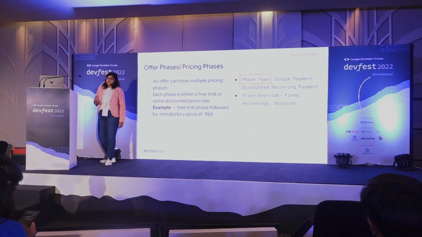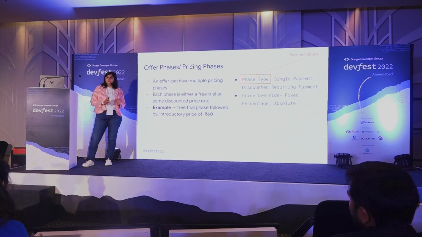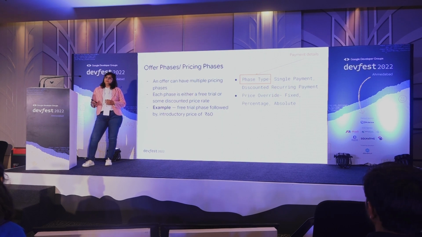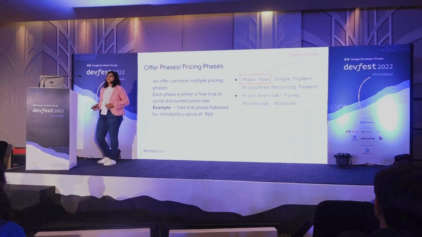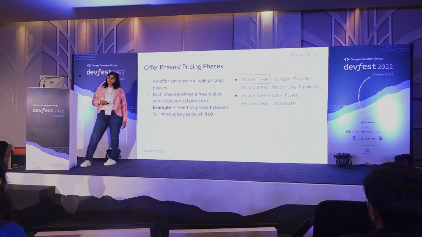Phase type defines how your users are going to pay for your offers. For example, a single payment. Single payment is where the user pays upfront for this particular offer for a limited period of time, let's say 1 month or 7 days or 14 days. Discounted recurring payment is for how long the billing period you want your users to avail this offer. So for example, you want your users to have a discounted rate for 2 months or 3 months or just 1 month, then you can use a discounted recurring payment for that.